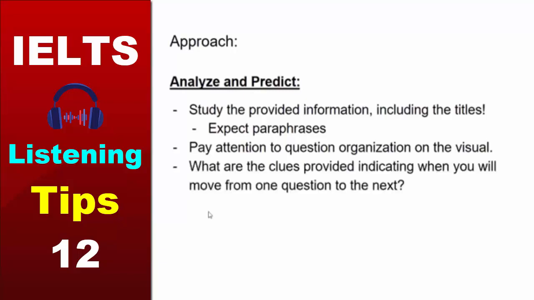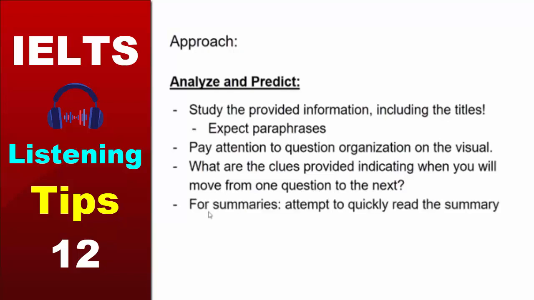Related to that, look for information to tell you when you're going to move from one question to the next. Okay, so do the questions fall under certain labels or categories on the visual you're looking at? What are the clues provided on the chart or the table, whatever you're looking at, to let you know that you are going to move, for example, from question 2 to question 3, okay? That is key information to notice and to look for before the passage begins.